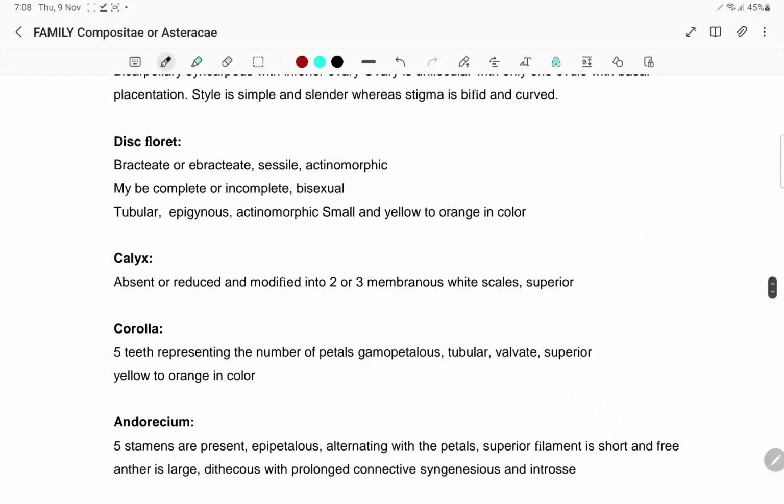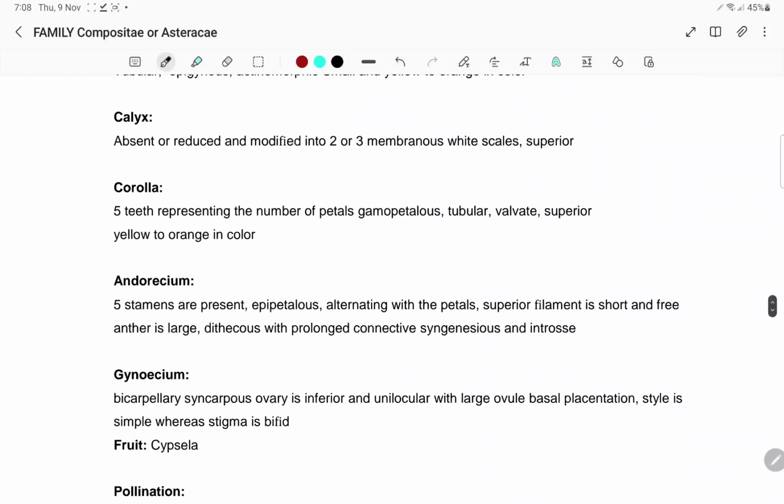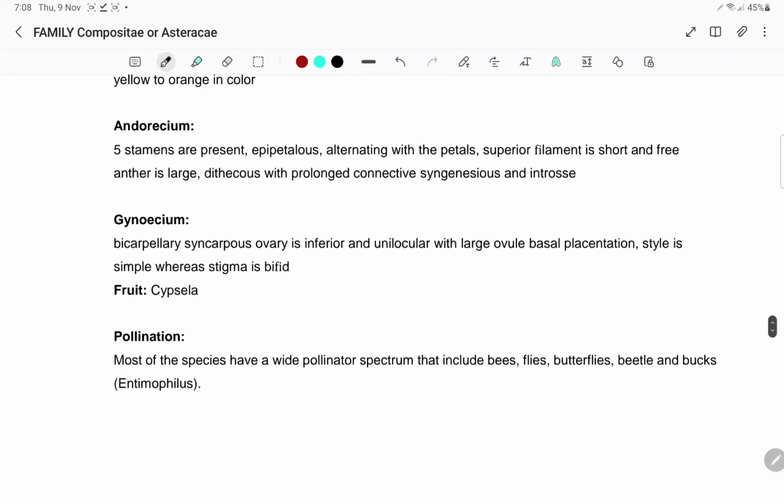So the disc floret: you will have bractate or ebractate, sessile, actinomorphic. May be complete or incompletely bisexual. Tubular, epigynous, actinomorphic, small and yellow to orange. Calyx reduced or absent or modified into 2 to 3 white scales, superior. Corolla is 5, representing the number of petals, gamopetalous, tubular, valvate, superior. 5 stamens we have, epipetalous condition, alternating with petals. Filament is short and free, anthers are large, dithecous, with prolonged connective, syngenesious.